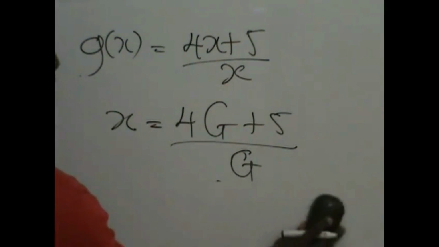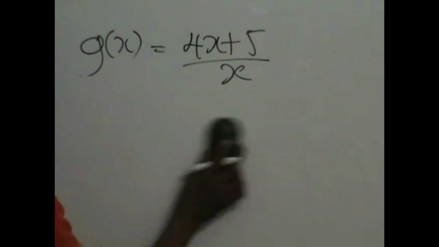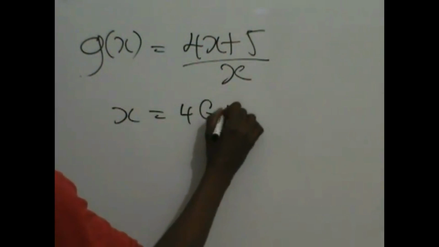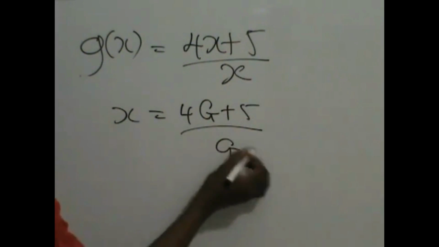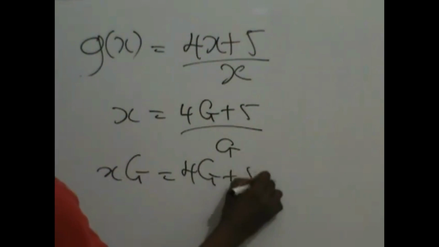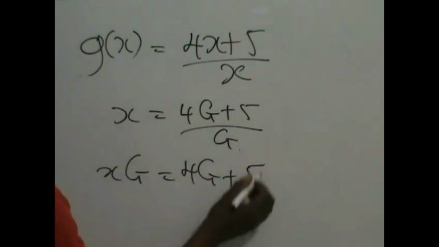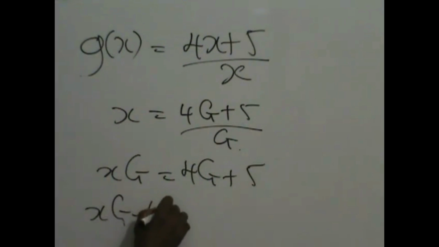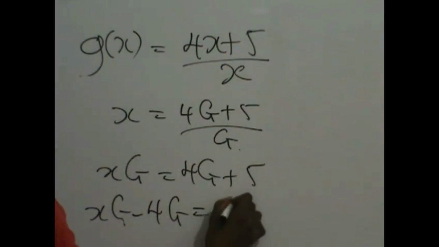So you're rubbing off again. x equals 4 big G plus 5 over big G. So we cross multiply. x times big G is equal to 4 times big G plus 5. And then let's see how we do this now. You need to get all the big G's on one side. So we bring 4G across. So we have x times big G minus 4 times big G is equal to 5.